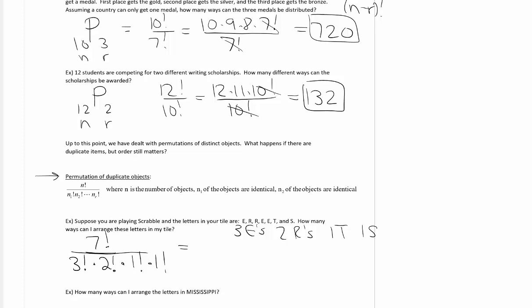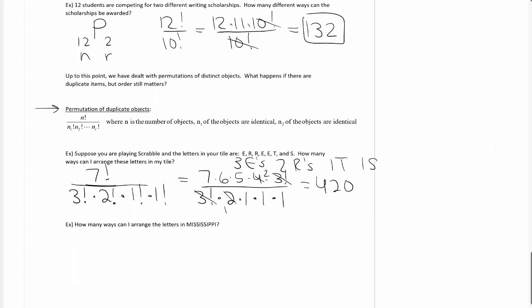Okay, so let's write this out. That's 7 times 6 times 5 times 4. I'm going to stop at 3 factorial because I have a 3 factorial on the bottom. 2 factorial is 2 times 1. 1 factorial is 1. And 1 factorial is 1. The 3 factorials divide out. The other thing I can do, 2 goes into 4 twice. So I have 7 times 6 times 5 times 2. And that gets me to 420 possibilities of rearranging all those letters.